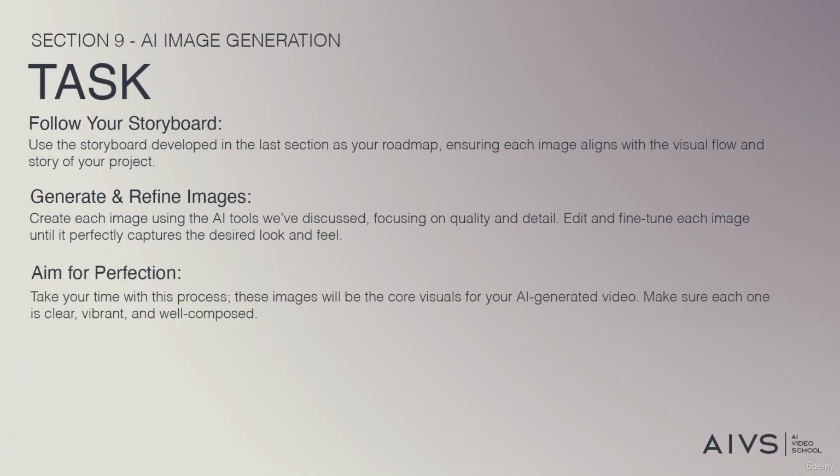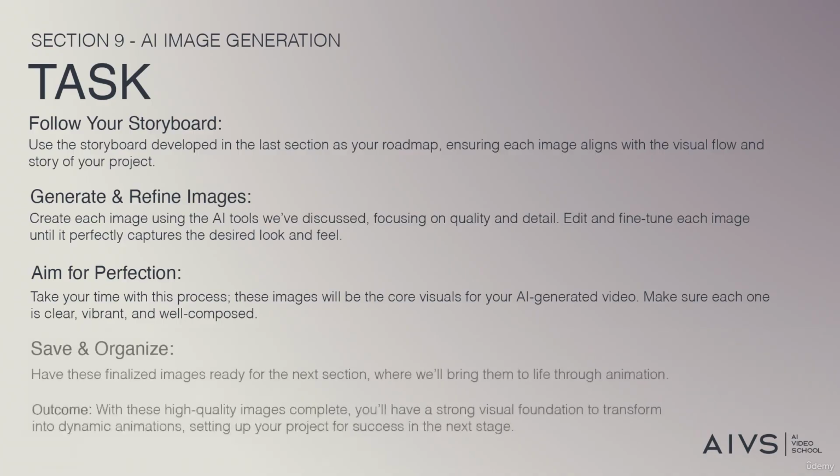Aim for perfection. These images are everything that we're going to give as the information for the video in the next section. These images are more important than the video itself for an AI video, believe it or not. And then you're going to save and organize like I showed. Make sure you've got these all in the right place. I hate it when you have to go through your desktop, your downloads, and find where things are. Keep organized like a proper little production company that we are when we're making this. The outcome, of course, with these high quality images complete, you'll have a strong visual foundation to transform all of these into dynamic animations, setting up your project for success in the next stage. And that's exactly what we're doing next.